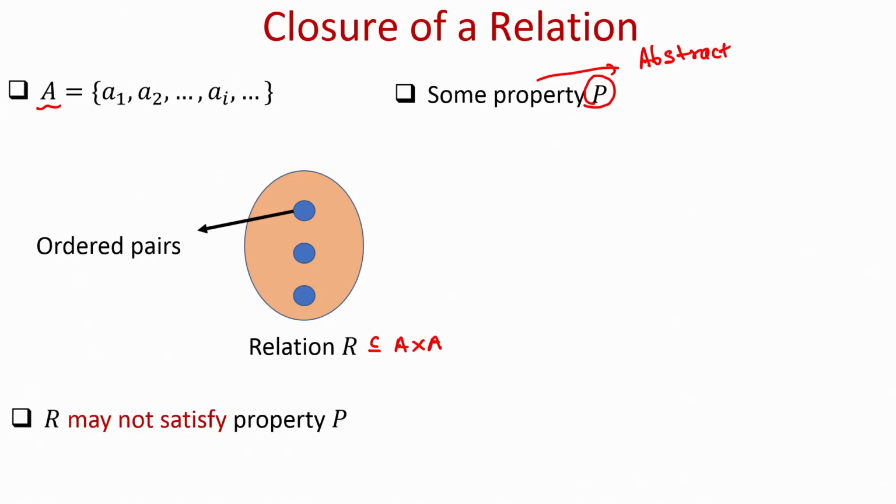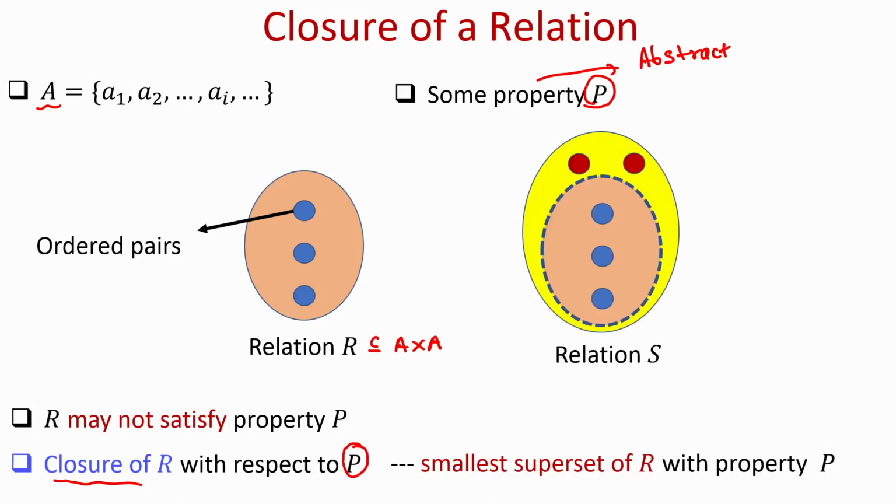If it satisfies the property, well and good, but that need not be the case. R that is given to you need not satisfy the property. So, the closure of the relation R is defined with respect to this property P. If you change the property P, the closure will change. So, what exactly is the closure of the relation R with the property P? Well, it is the smallest superset of R which has the property P.